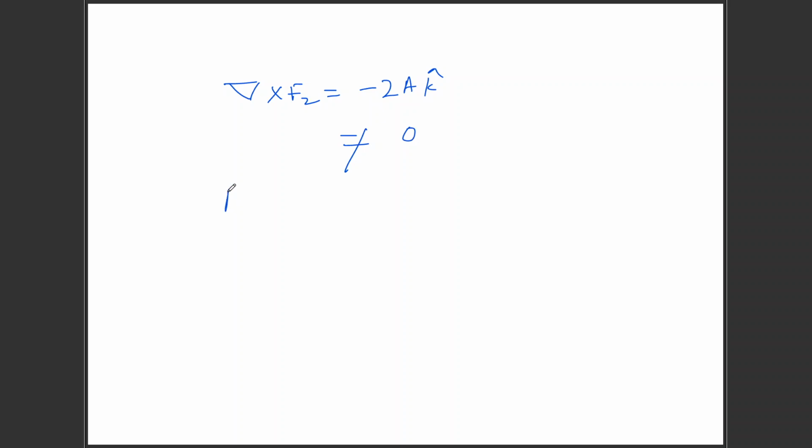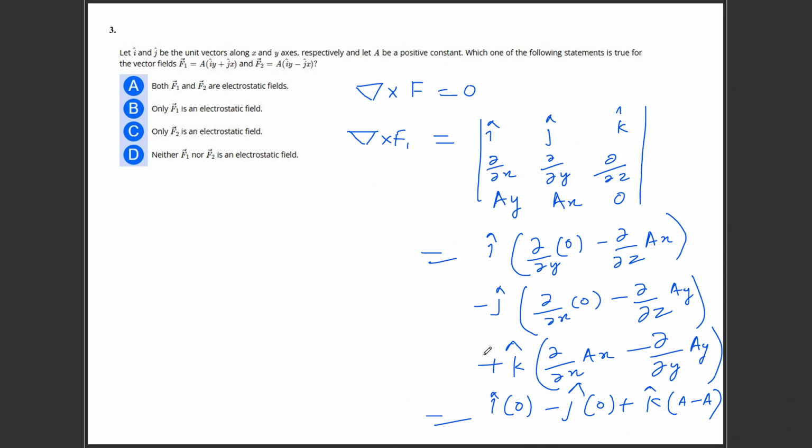So F2 is not an electrostatic field. So the option is: only F1 is an electrostatic field and F2 is not an electrostatic field. So the option is B, that is, only F1 is an electrostatic field.